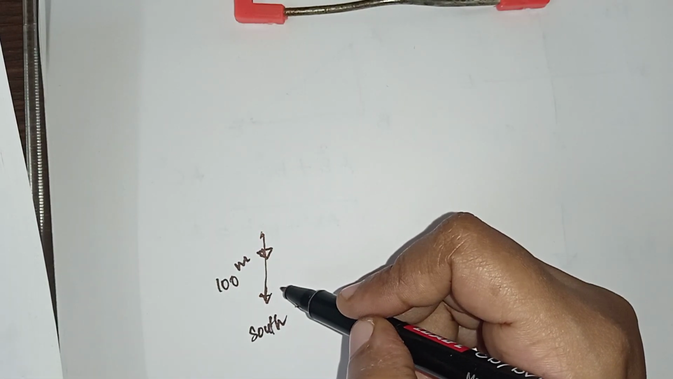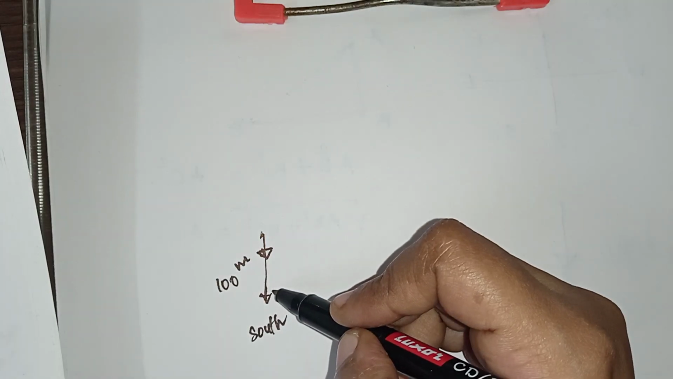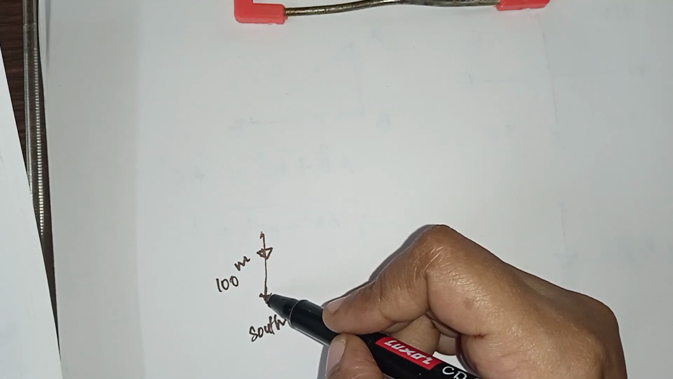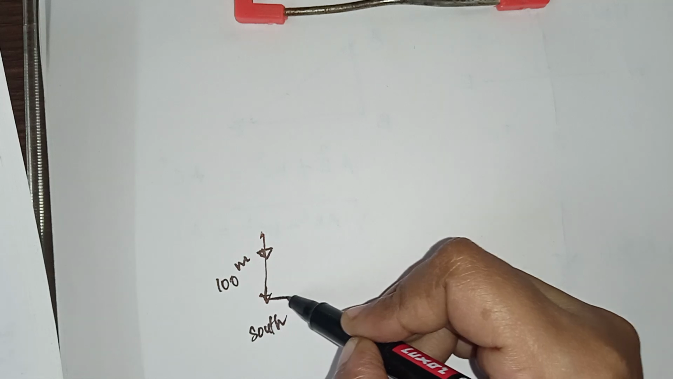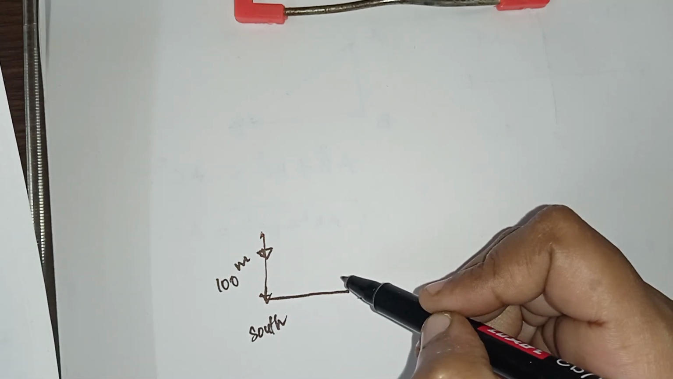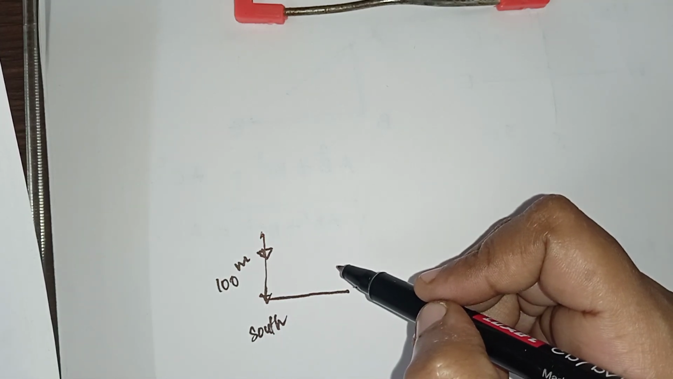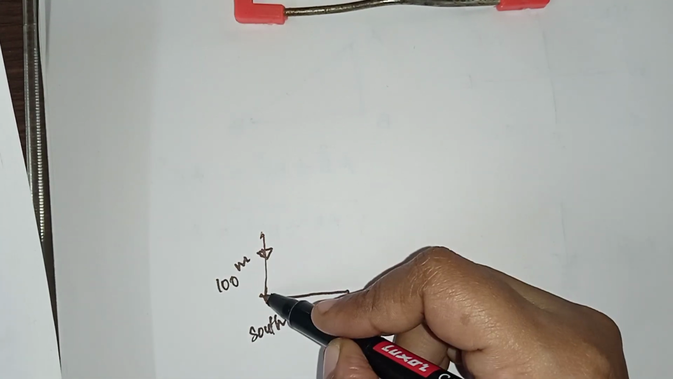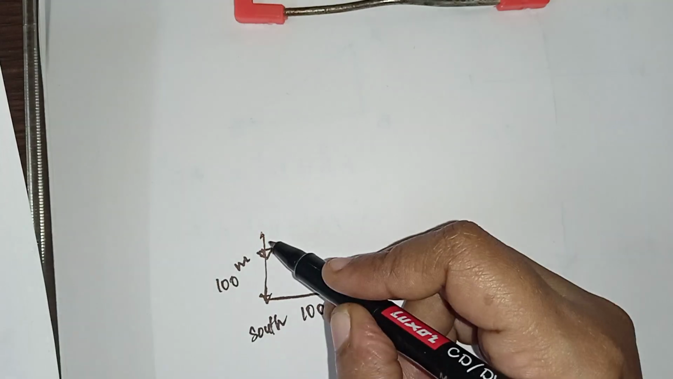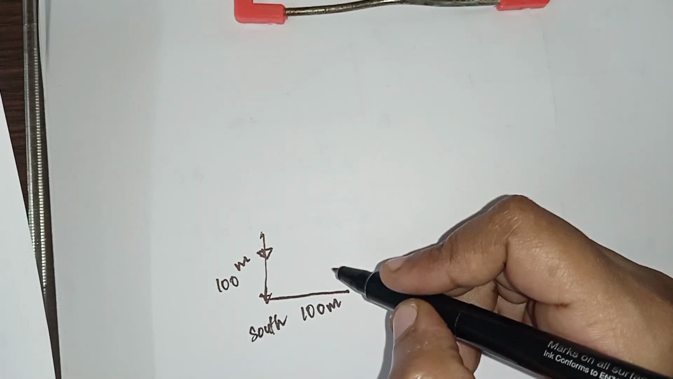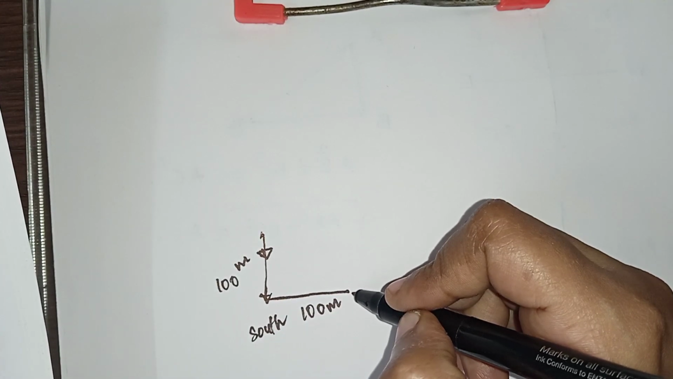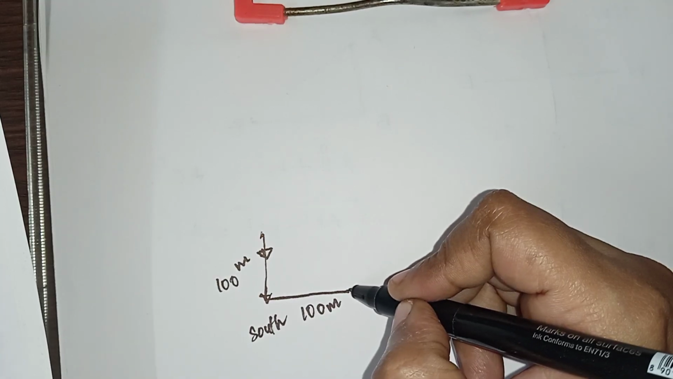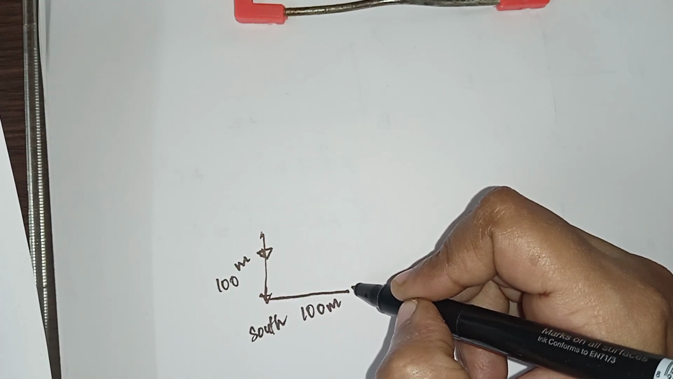And from here he turns left. Remember, in the previous video I told you that if he is going to turn left, it would be our right. So he's turning left and walks 100 meter. His left is our right because he's walking towards south. Turns left and walks 100 meter. Again turns right.